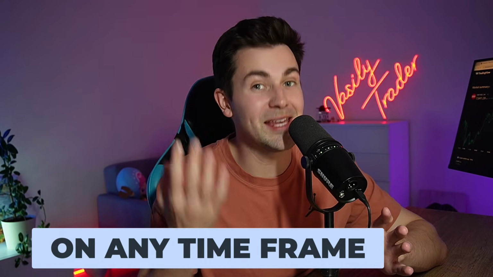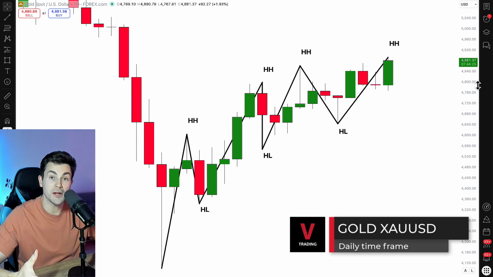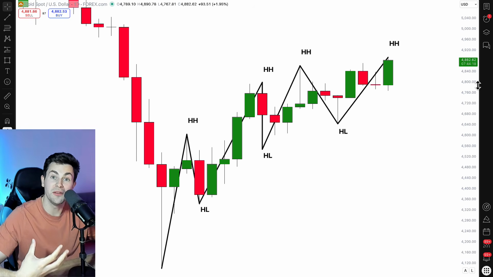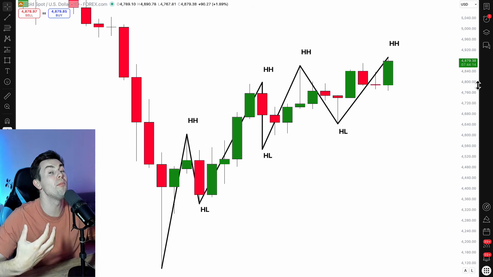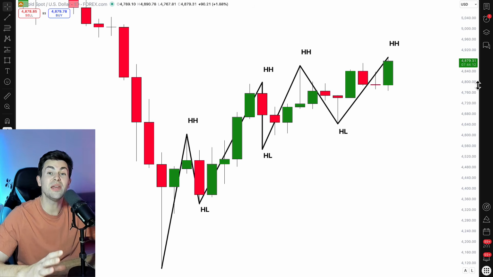And remember that the same rules and the same logic for the market trend analysis will be used on any time frame. Look at my price action analysis on gold on a daily time frame. What I did, I identified the smallest recognizable impulse legs. These impulse legs will define a minor trend on gold. But if we zoom out the chart, the perspective will be different.